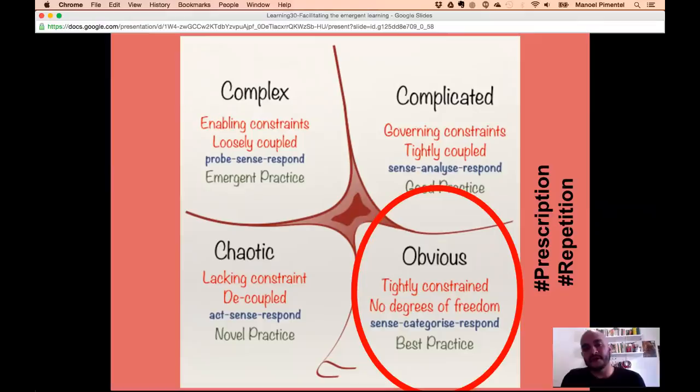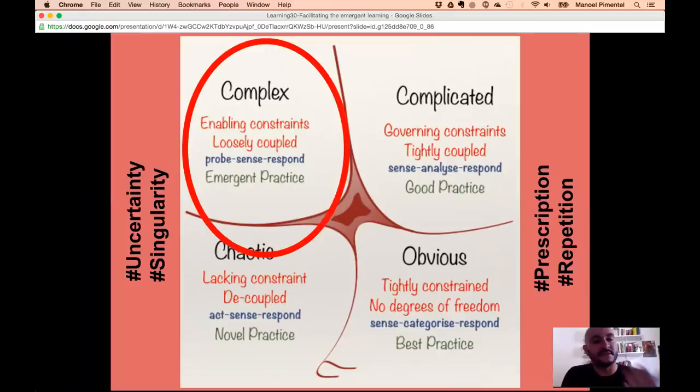Of course, this system is important for several types of case. But if you recognize that we are living in a different age, the age of the knowledge workers, for example, then you recognize that most of the time we are in a complex system. And a complex system is based on uncertainty and singularity. Then it's basically impossible to prescribe some solution for some problem, for example, right?